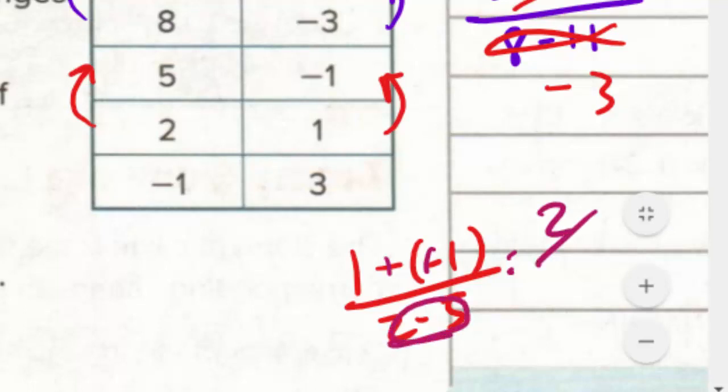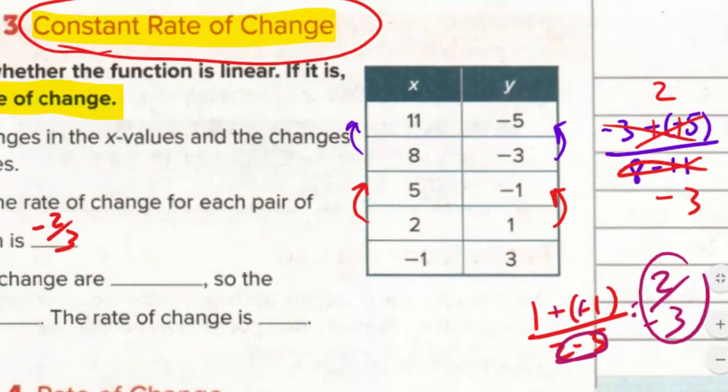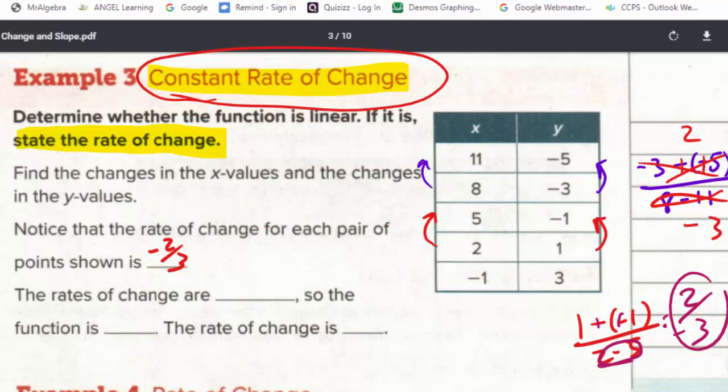And 2 minus 5 right here is going to give me a -3. So if I have a negative in the denominator, the whole thing is negative. So -2/3 is the same thing. So the rates of change are constant. So the function is linear. And the rate of change is -2/3.